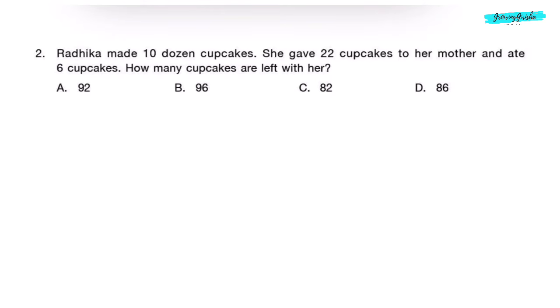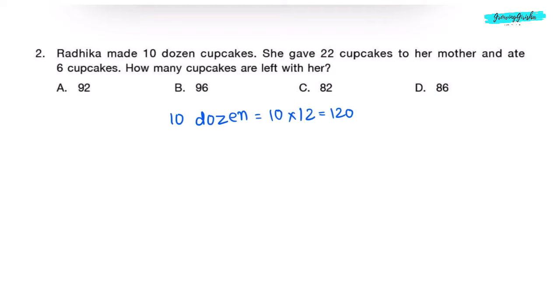Question 2. Radhika made 10 dozen cupcakes. She gave 22 cupcakes to her mother and ate 6 cupcakes. How many cupcakes are left with her? So, she made 10 dozen cupcakes. 10 dozen cupcakes means 10 into 12. That is, she made 120 cupcakes.